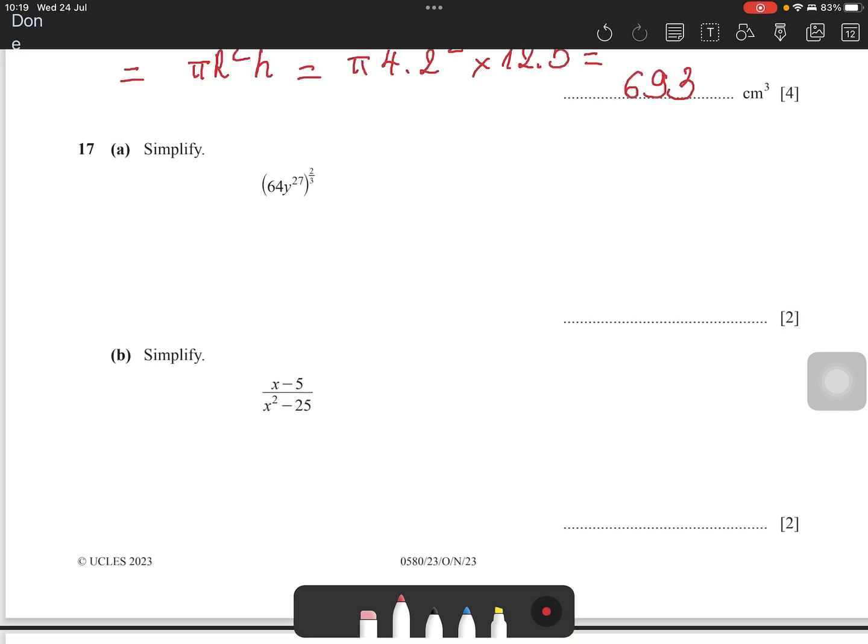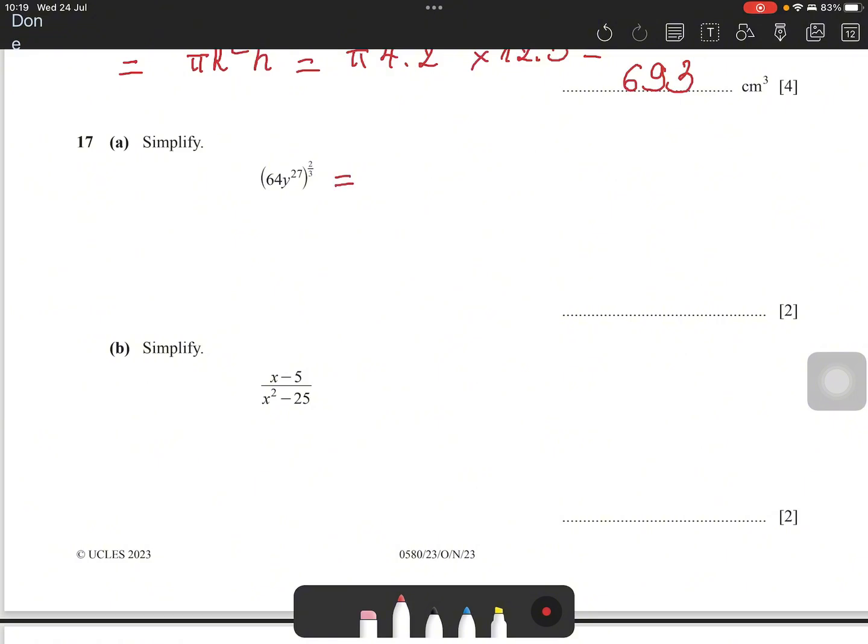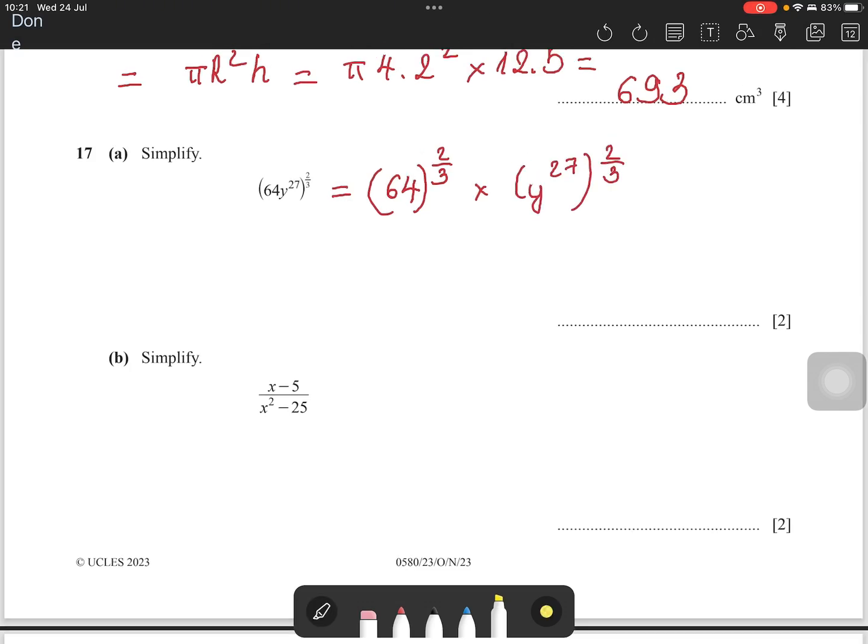Question 17. A. Simplify this expression. First, we'll split it into two parts, 64 to the power of 2/3 and y to the power of 27 to the power of 2/3. For the number part, 64 to the power of 2/3 means the cube root of 64 all squared. And for the variable part, we'll multiply the two powers together.